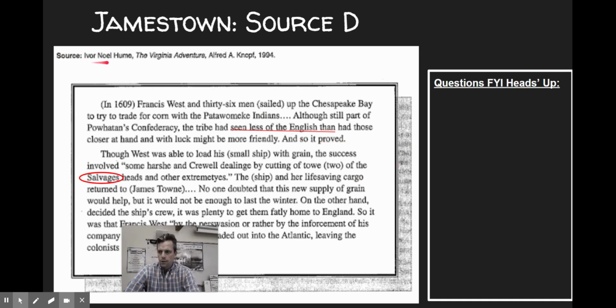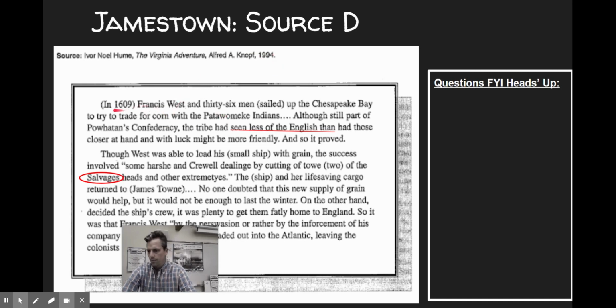Always, always, always check your source first. Ivor Noel Hume. Never heard of that person. The Virginia Adventure. The publisher is Alfred A. Knopf, 1994. I don't know too much about that. I can't really make a judgment. But 1994, is that going to be a primary or secondary source? That's 375 years after? Not a math teacher, I'm just ballparking. Almost 400 years after? Definitely a secondary source.